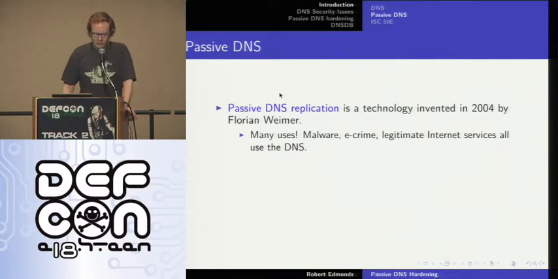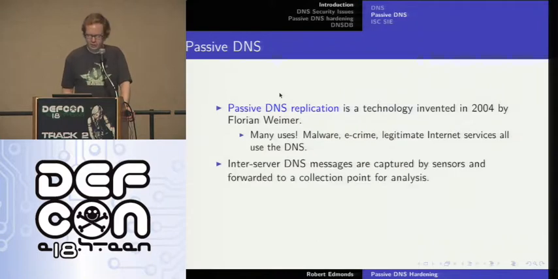So passive DNS replication was invented by Florian Weimer about 6 years ago, who found a variety of uses for the technique. And the most impressive use of that to date has been in combating malware and e-crime. So domain names are so cheap as to be basically free, but infrastructure and numbering resources are not. And the sharing of that infrastructure to host multiple e-crime campaigns makes it possible to track and link malicious uses of the DNS. And just to give one example, fast flux botnets light up the passive DNS like a Christmas tree.